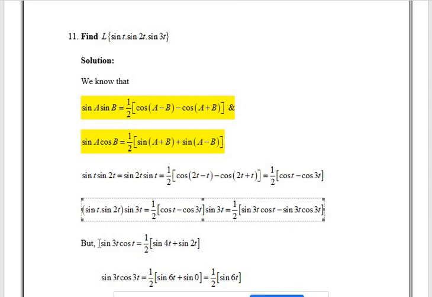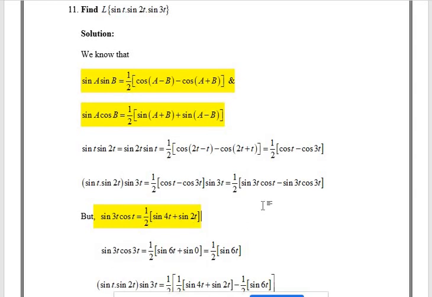We have sin 3t cos t as half into sin 4t plus sin 2t. See, by making use of the formula again, sin a cos b, that is sin of a plus b plus sin of a minus b into half. So sin 3t cos t is equal to half into sin 4t plus sin 2t.